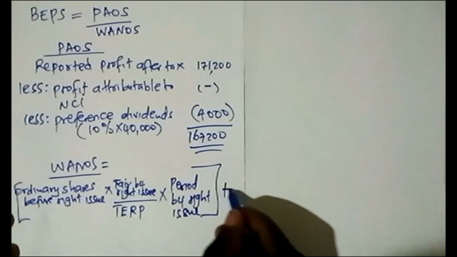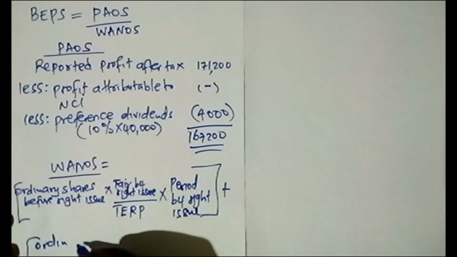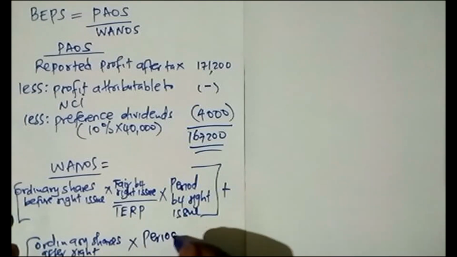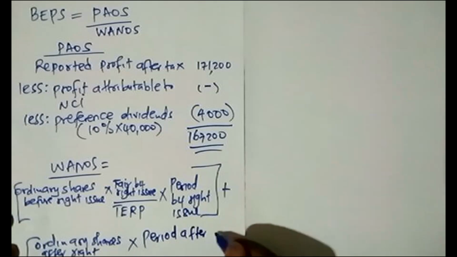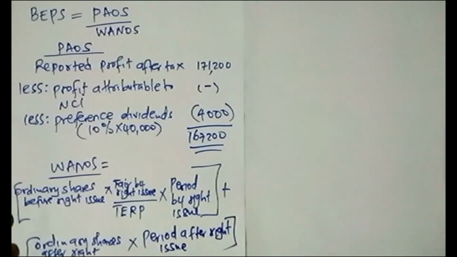Then what I get from these first brackets, I will add to the ordinary shares after the right issue, multiplied by the period after the right issue.